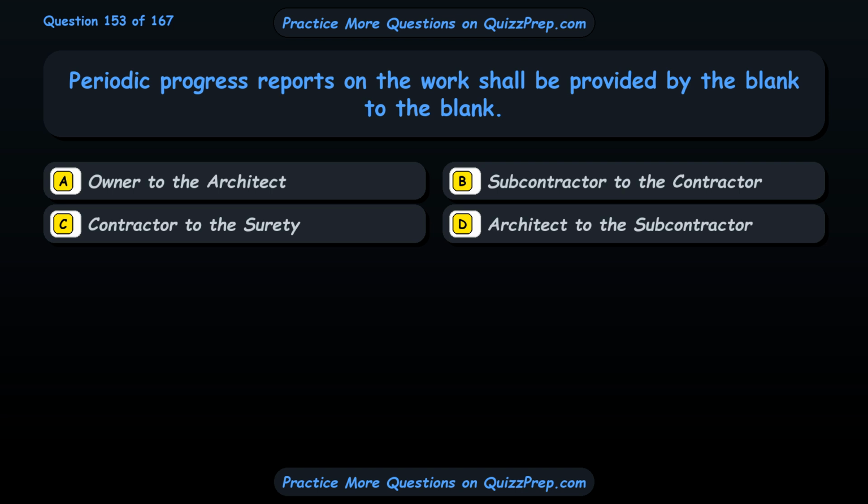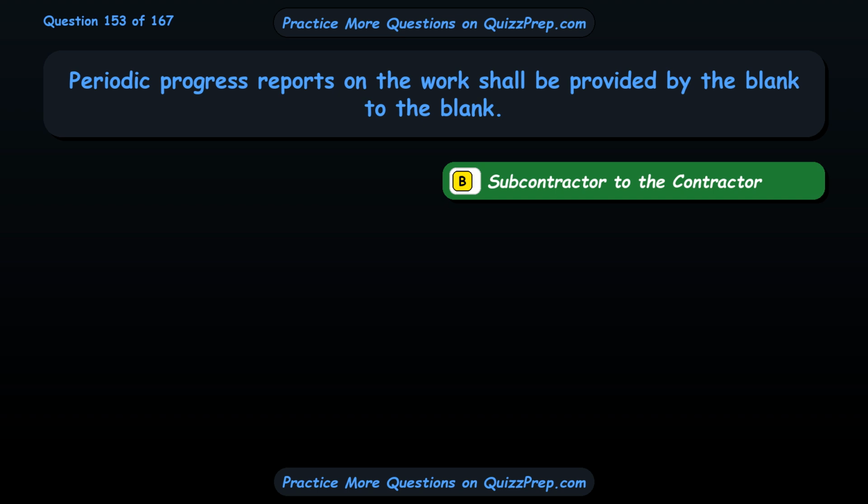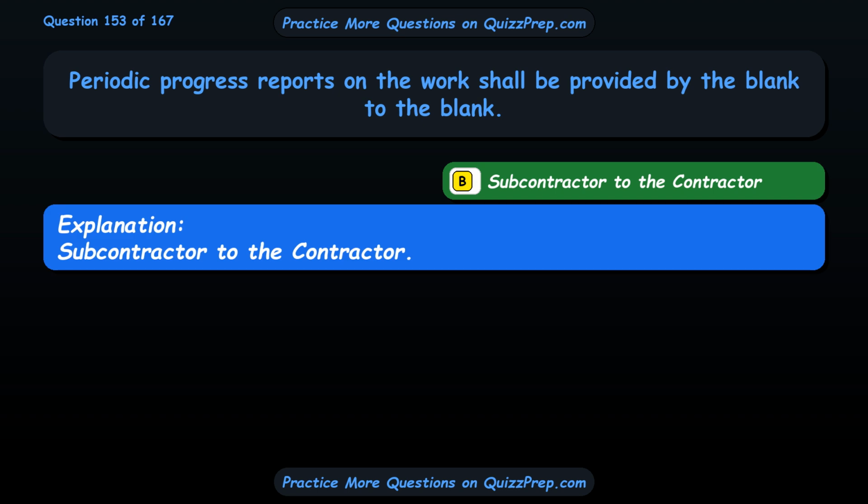Option D. Architect to the subcontractor. The correct answer is option B. Subcontractor to the contractor.